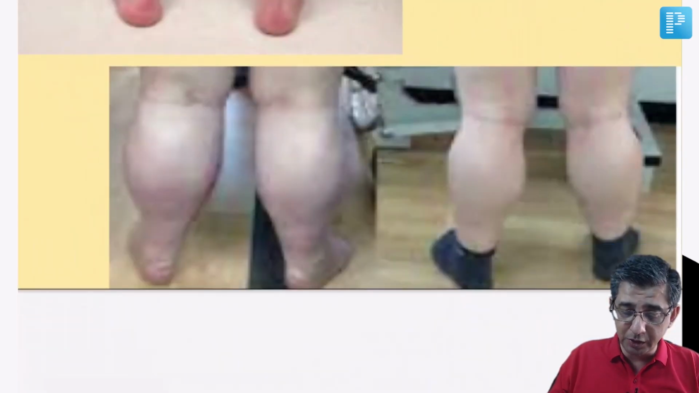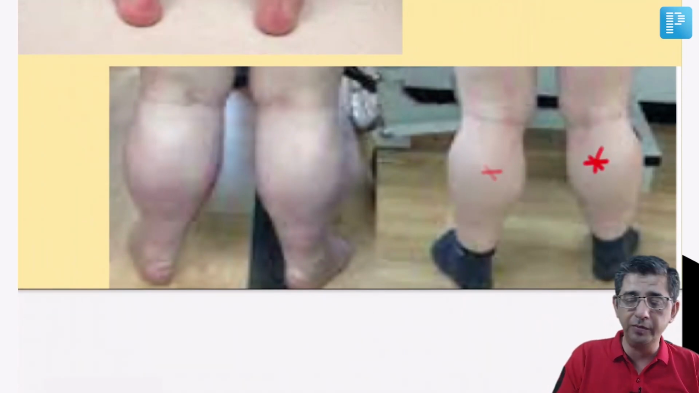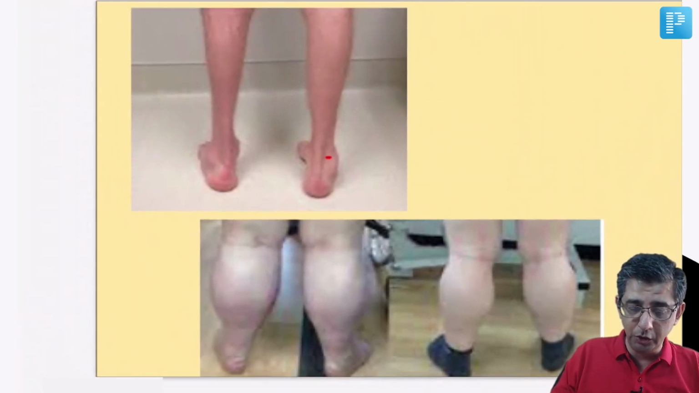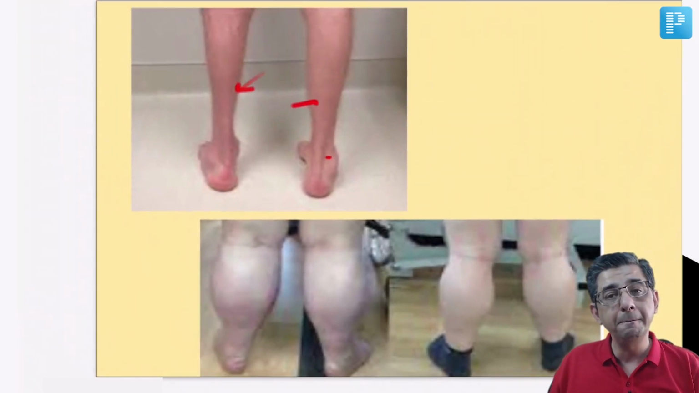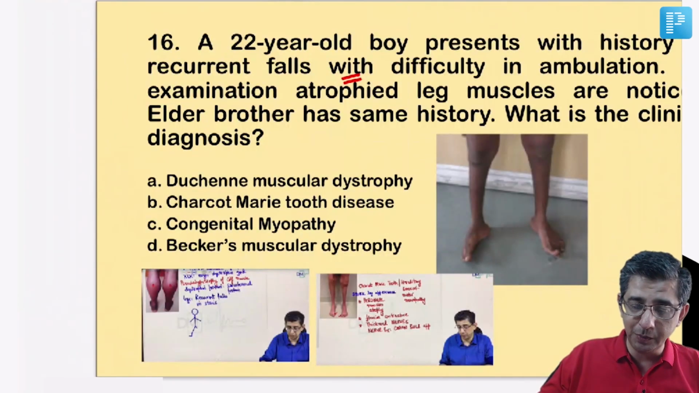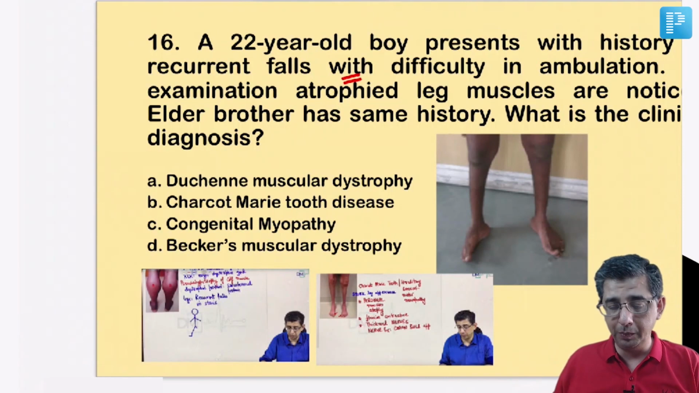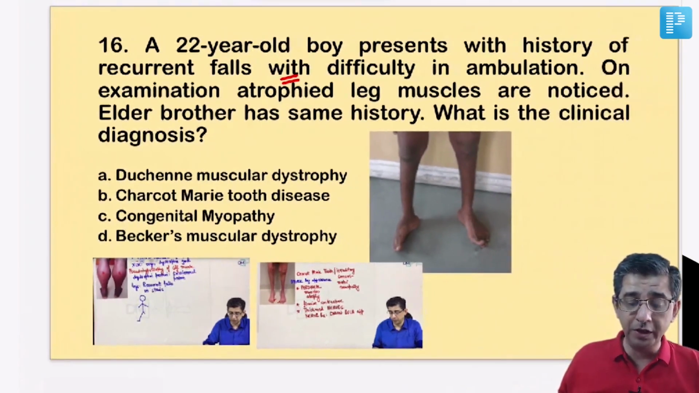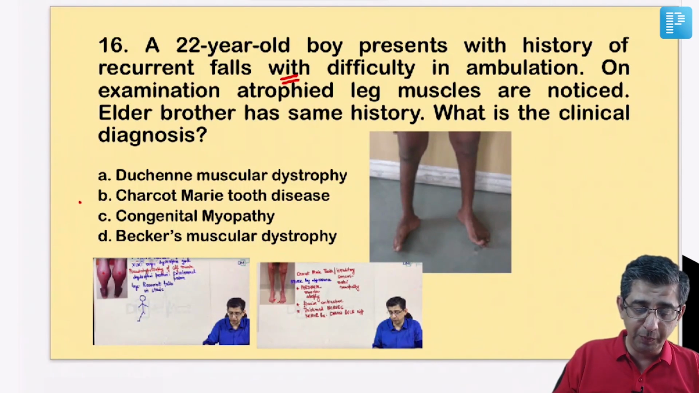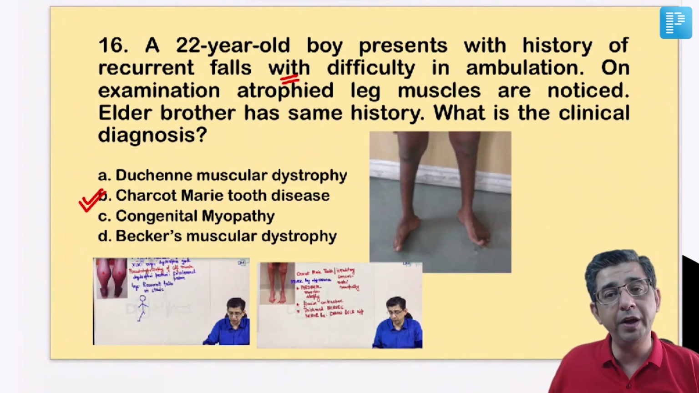I mean, in Duchenne's muscular dystrophy, you were supposed to have big calf muscles, something like a footballer's calf muscles. And if you compare this with the image on the top, this is peroneal muscle atrophy. The answer to this question is not Duchenne's muscular dystrophy, as a lot of people thought, because he also mentioned elder brother is having the same history. Well, guys, the answer to this question with peroneal muscle atrophy is Charcot-Marie-Tooth disease.